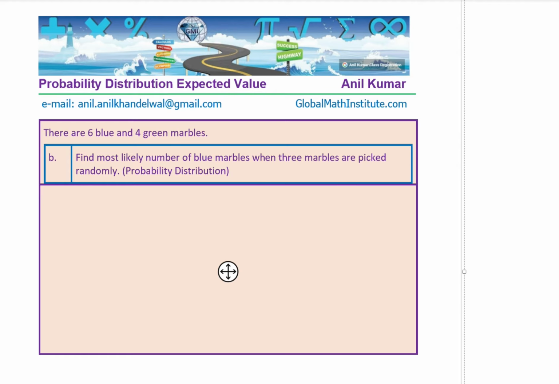Here is part B. Find most likely number of blue marbles when 3 marbles are picked randomly. Probability distribution, that is correct. Now see, if you are picking up 3, then how many blue marbles can you get? So we'll define a random variable X, which is number of blue marbles.